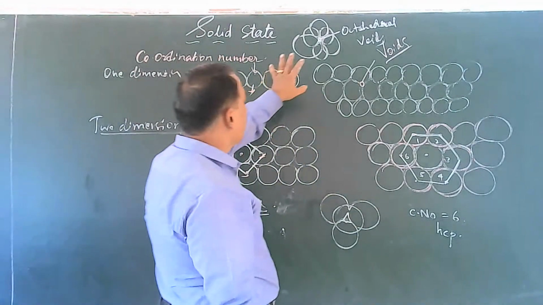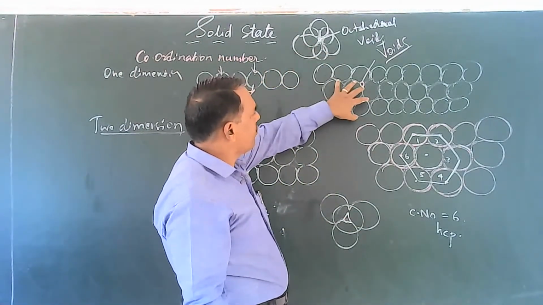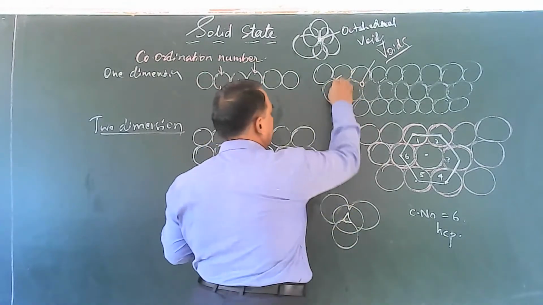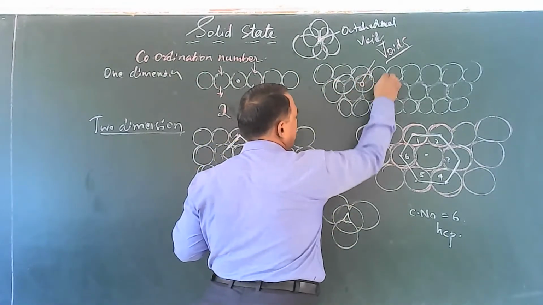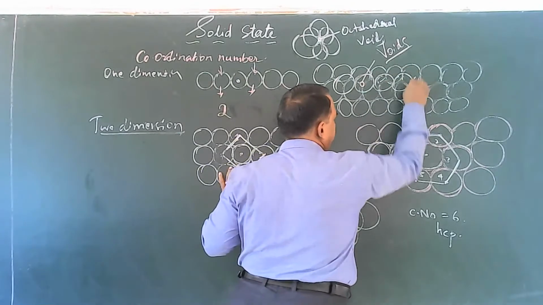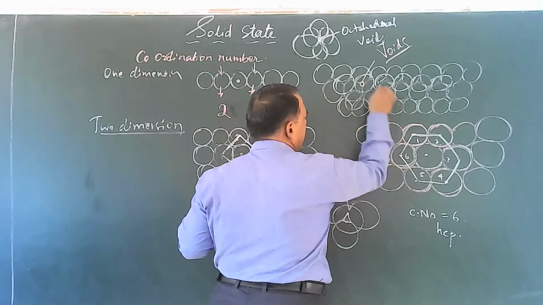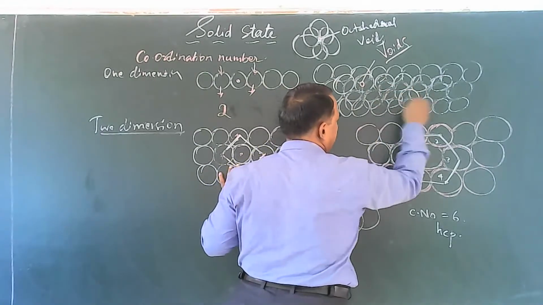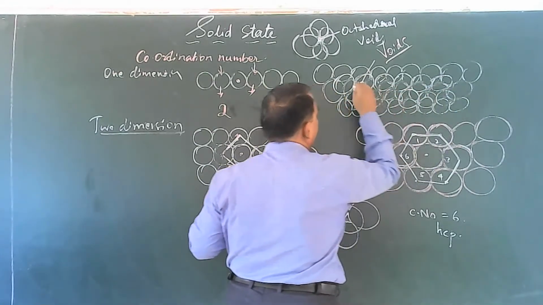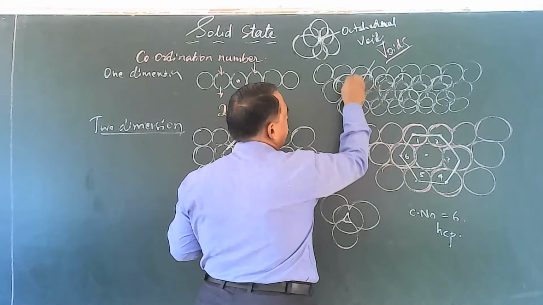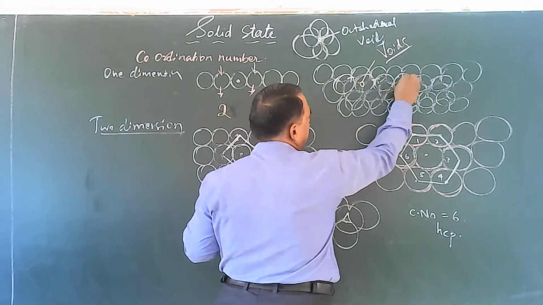Among these, how to differentiate? You can also find it in this diagram. If you place the other spheres like this, we can observe the tetrahedral as well as octahedral void. See, these diagrams are there in your textbook. So these are nothing but tetrahedral voids. See, all these are tetrahedral voids.